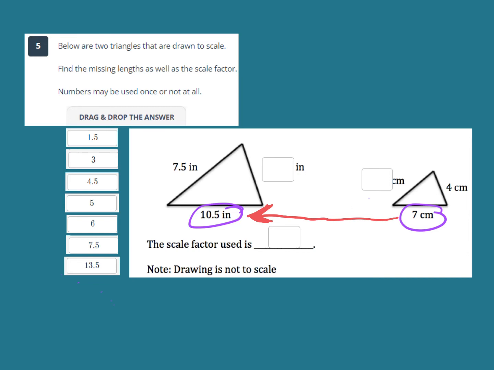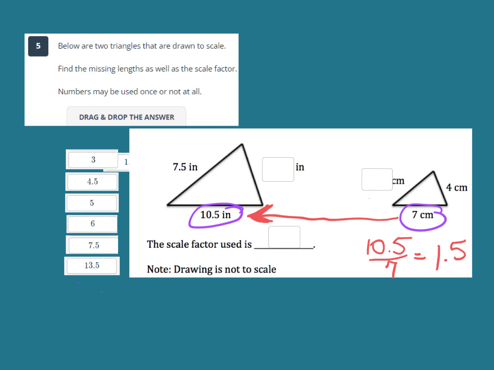Well, I don't know. And since I don't know, I would divide 10.5 divided by 7 and see what that equals. I'm sure many of you have brought up your calculators, and that actually equals 1.5. So that means that the scale factor is 1.5.